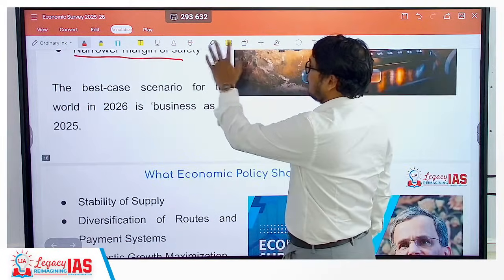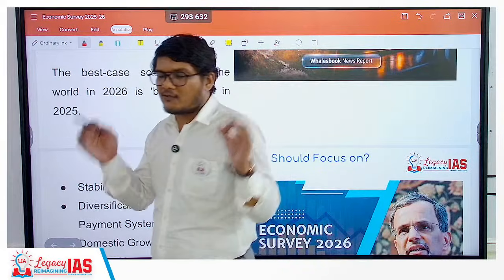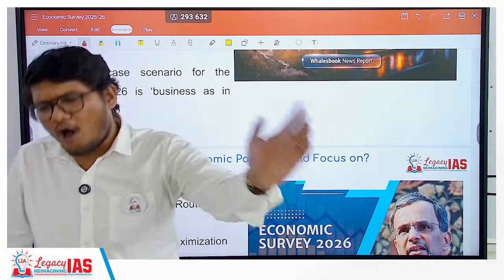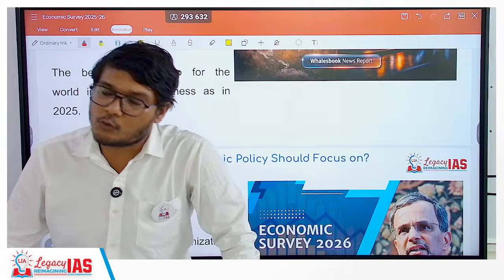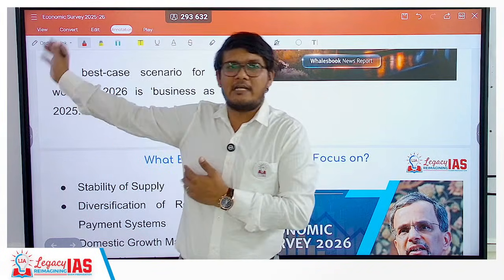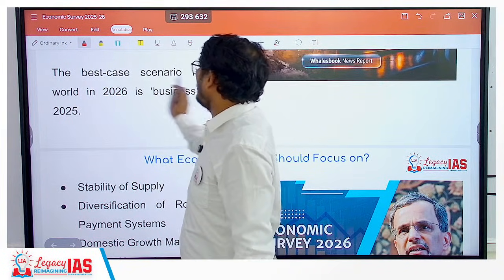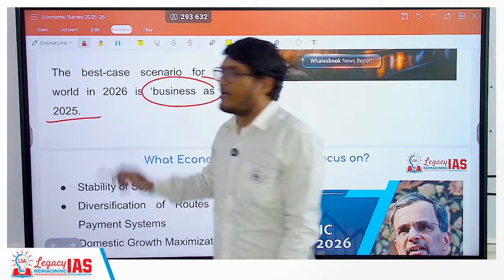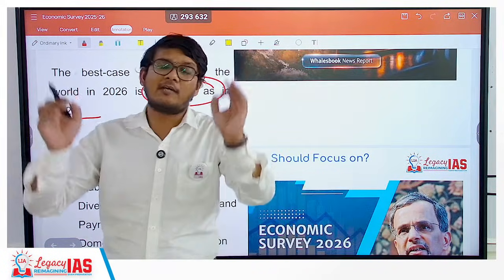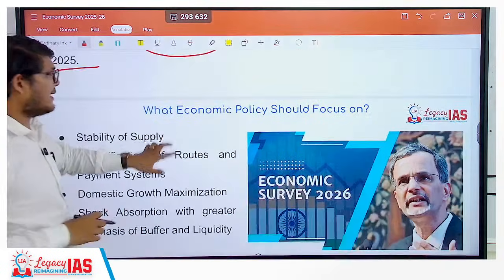So because of these tensions, the economic survey says that the best possible scenario for the Indian economy, or for the economy of the entire world, could be that it simply progresses as it was progressing in 2025. If we can simply manage the economy to do business as it was doing in 2025, we can say that we have done quite well. So this is the kind of situation the world economy is in.